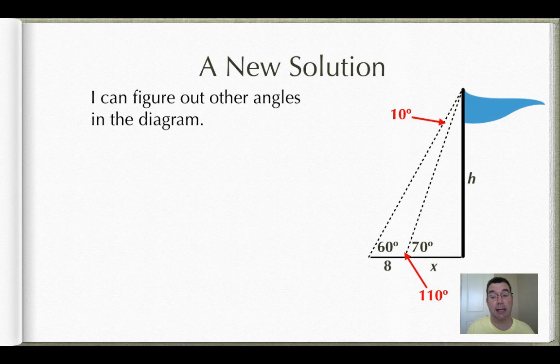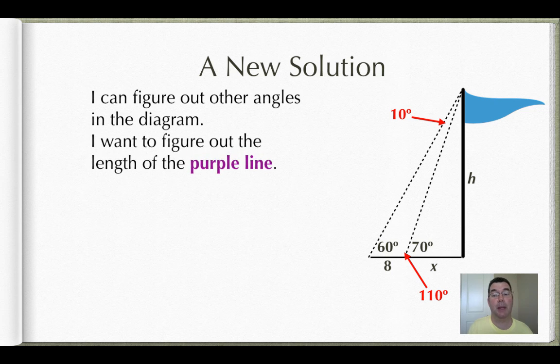So what I did was I took that triangle that's on the left, that obtuse triangle, and I figured out the two missing angles. I figured out the 110 being supplementary to that 70-degree angle that's sitting right there, and then the 10-degree angle because I had the other two angles, the 110 and the 60, and I only need 10 more degrees to make a total of 180. So that's how I got those two angles to figure the angles in the diagram. I want to figure out the length of that purple line because if I can do that, then I can figure out the height of the flagpole.